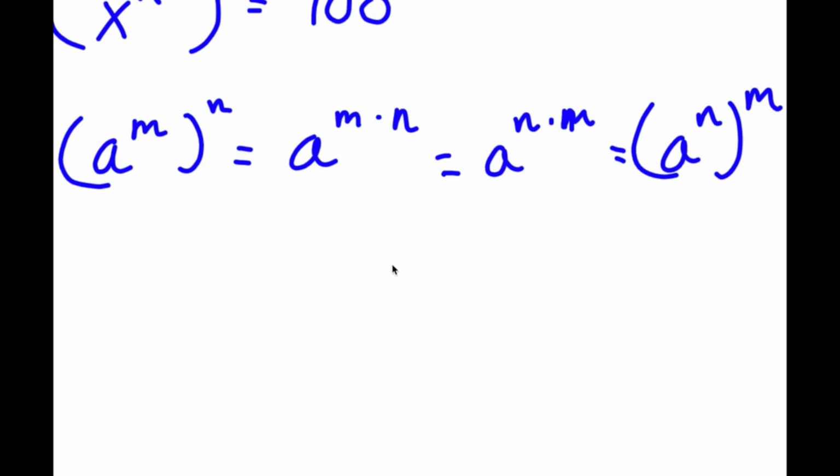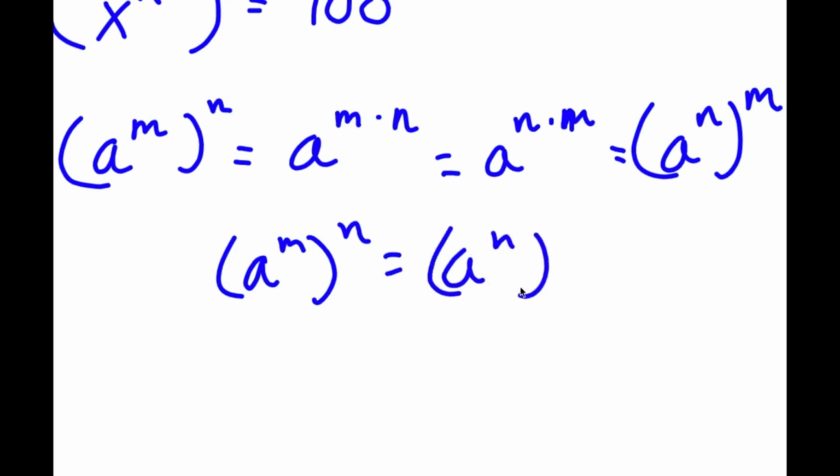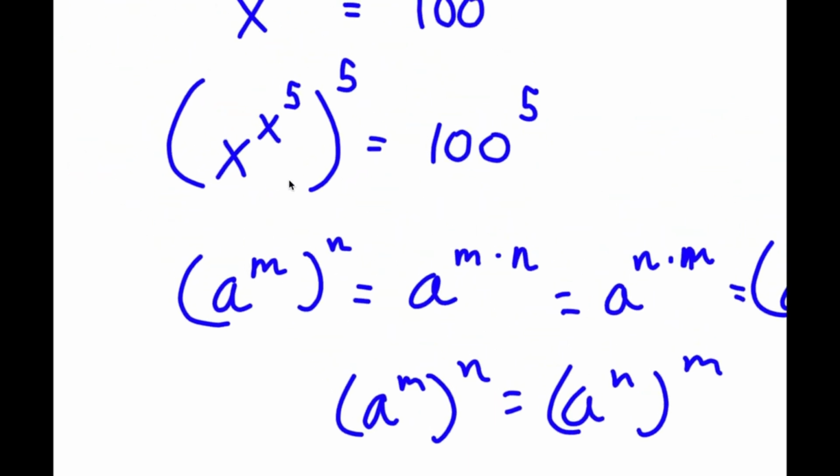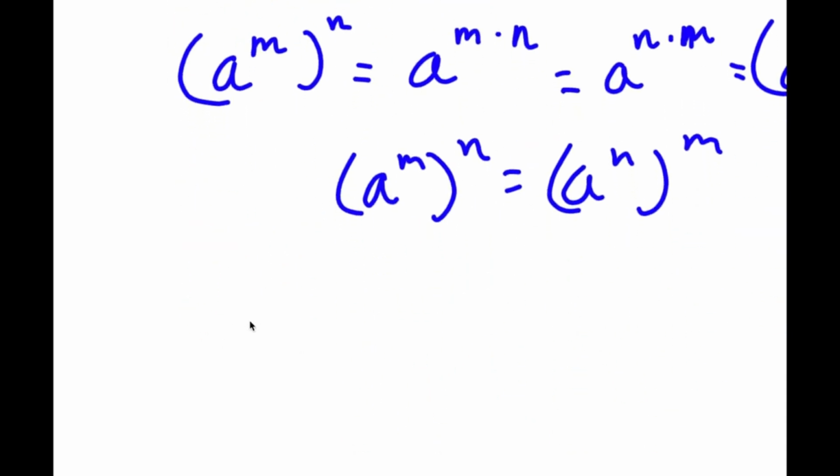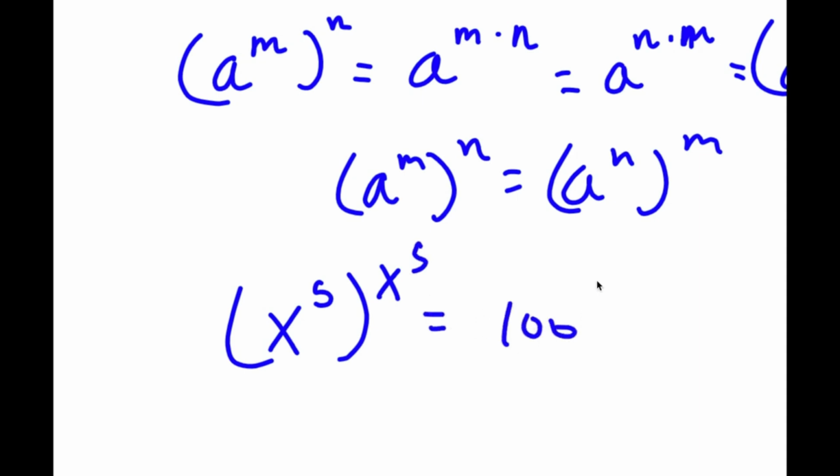So, in this case, I can rewrite a to the power of m to the power of n as a to the power of n to the power of m. So I have x to the power of x to the power of 5 to the power of 5. We can think of x to the power of 5 as m and 5 as n. So if I change the place of these two, I get x to the power of 5 to the power of x to the power of 5 is equal to 100 to the power of 5.